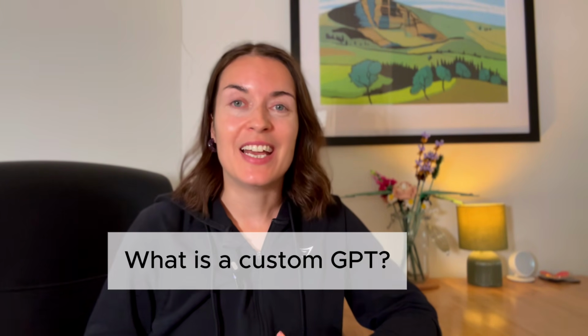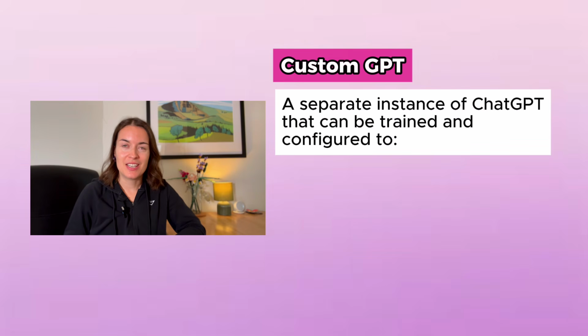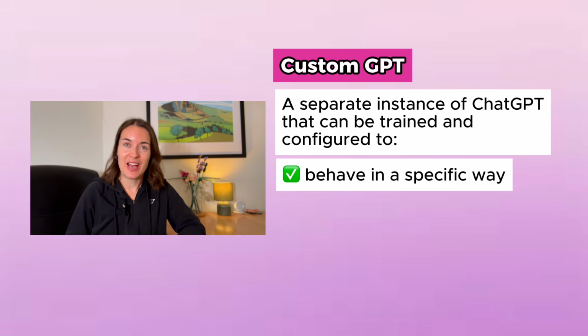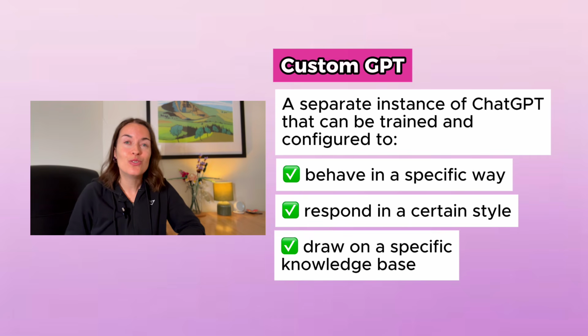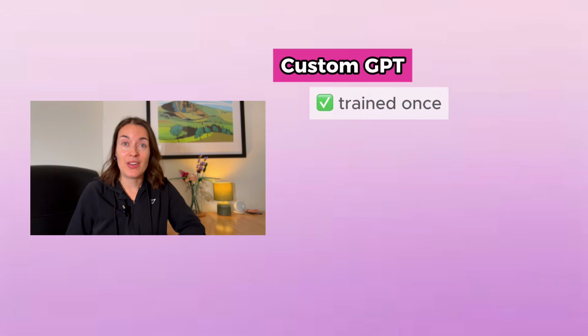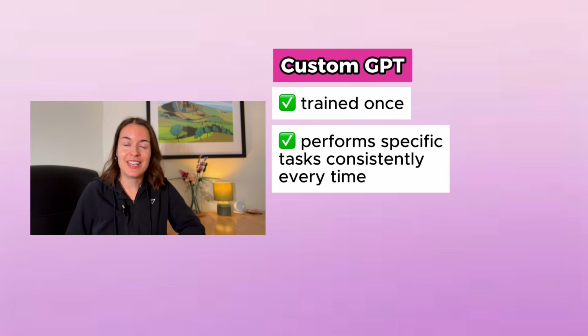So what is a custom GPT? A custom GPT is a separate instance of ChatGPT that can be trained and configured to behave in a specific way, to respond in a certain style, or to draw on a specific knowledge base. So it's like an assistant that can be trained once to perform specific tasks in a consistent way every time.